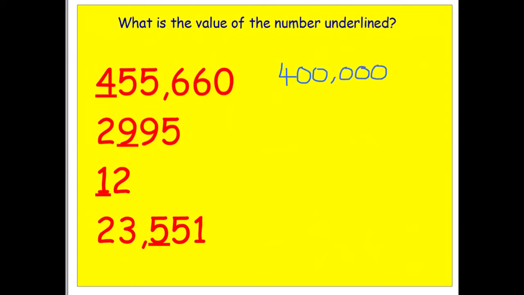My second number, 2,995. My 9 is in my hundreds, making 900 because there's 9 of them in my hundreds column. Third number is the number 12. My 1, which is underlined, is in my tens, so it's 10. And my final number, 23,551. The first 5 is underlined, which is in my hundreds, making that value worth 500.